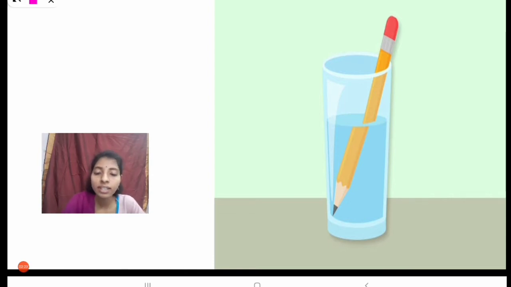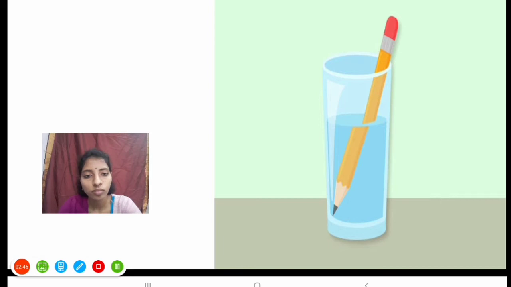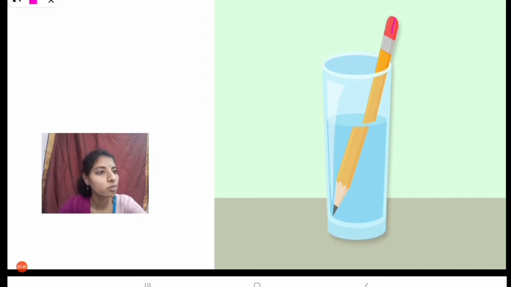The light ray travels away from the normal. Then the light ray is known as refraction of light. So here inside the water the light ray bends. It will not travel in a straight line. Okay, so the pencil is like this here. So the light ray will come like this. Then it will not travel like this. It will bend like this.